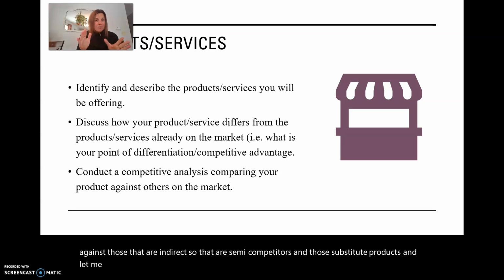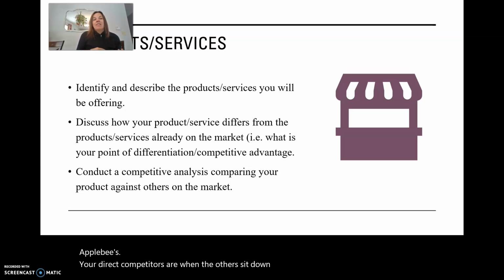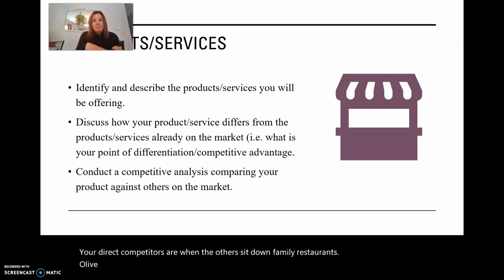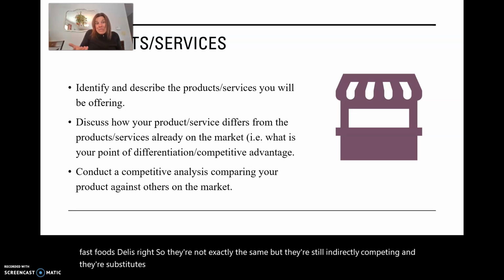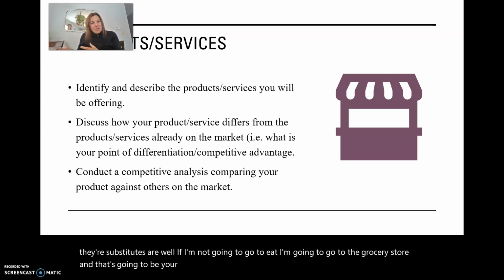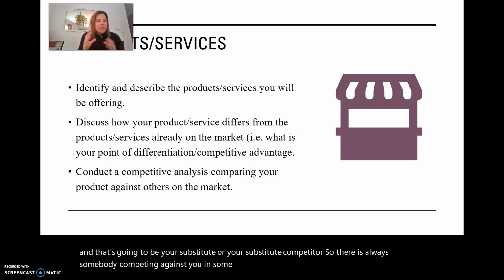And let me give you a quick example. Let's say that you are a sit-down family restaurant like an Applebee's. Your direct competitors are going to be other sit-down family restaurants like Olive Garden, Brown Round, Red Lobster, all those. All right, your indirect competitors might be more fast foods, delis, right? So they're not exactly the same, but they're still indirectly competing. And your substitutes are, well, if I'm not going to go out to eat, I'm going to go to the grocery store. And that's going to be your substitute or your substitute competitor. So there is always somebody competing against you in some way, shape, or form. So make sure you acknowledge that.